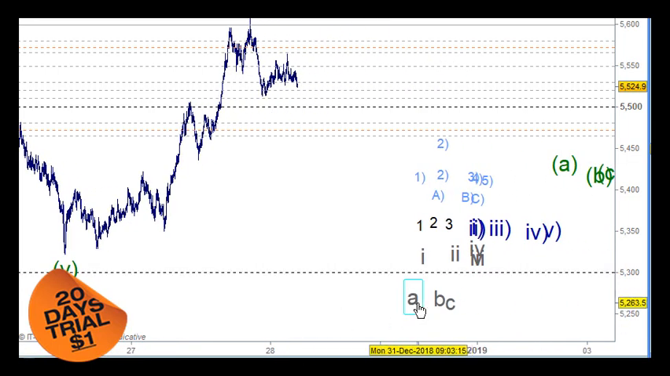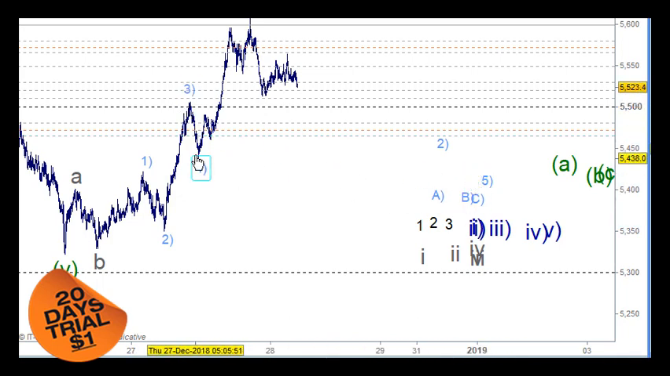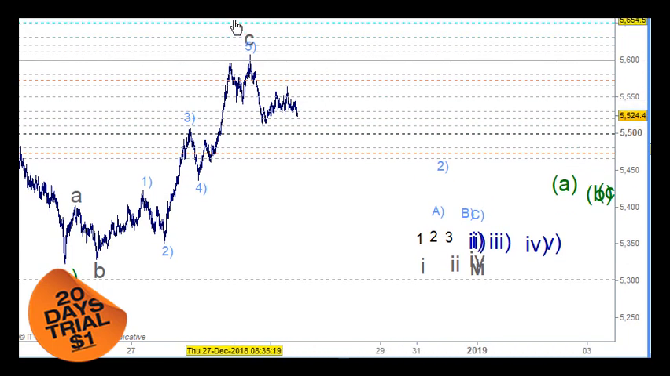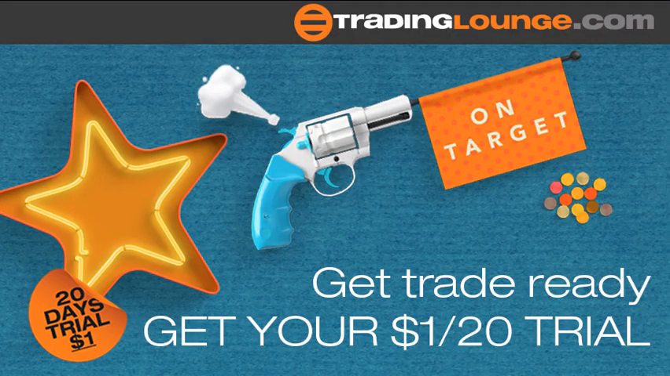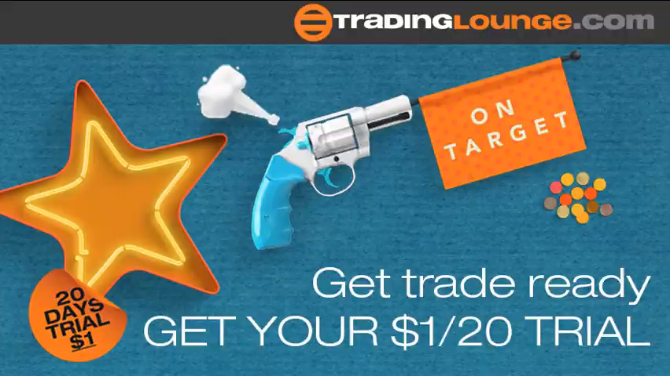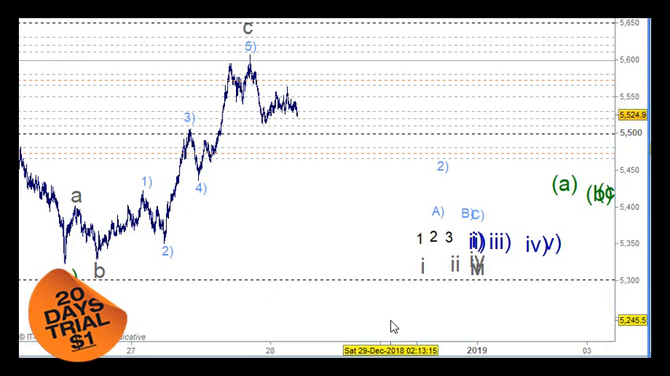I'm thinking we'll look at both sides of it. So far, it can be an ABC to the upside with wave 1 here, wave 2 here, wave 3 here, wave 4 here, and 5 waves up for wave 5, as wave C. If that's the case, then we'll come straight down from this point.